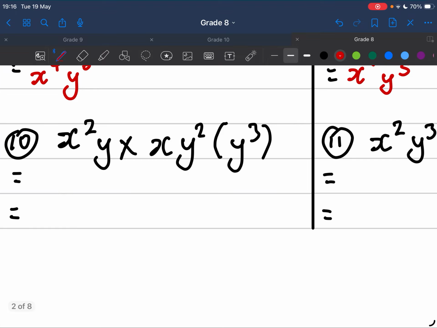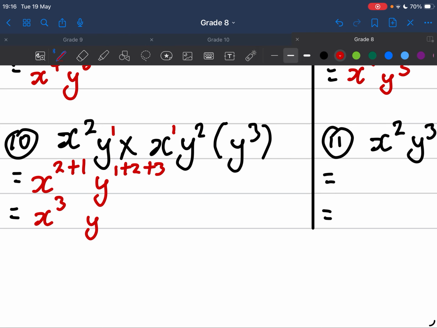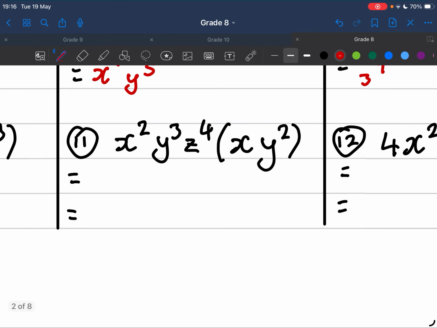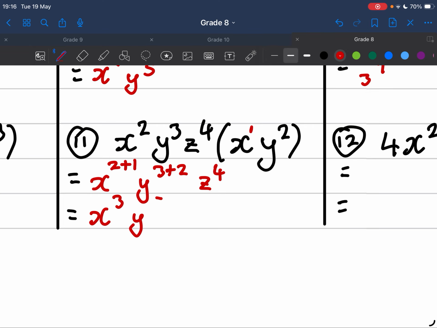For the next one, this is also multiplication, so it's the same as before. But let's make a note: there's an invisible 1 and an invisible 1. So for the x, we have 2 plus that invisible 1. For the y, we have 1 plus 2 plus 3. So it's x to the power 3, y to the power 6. For this one, we're multiplying, so there's an invisible 1, x to the power 2 plus 1, y to the power 3 plus 2, and just z to the power 4. So it's x cubed, y to the power 5, and z to the power 4.